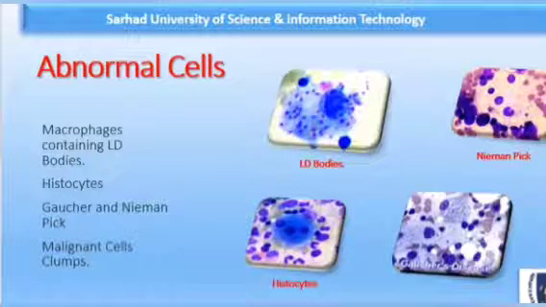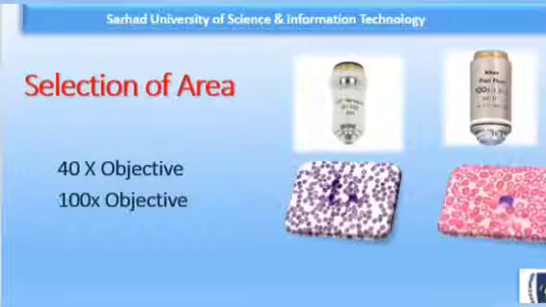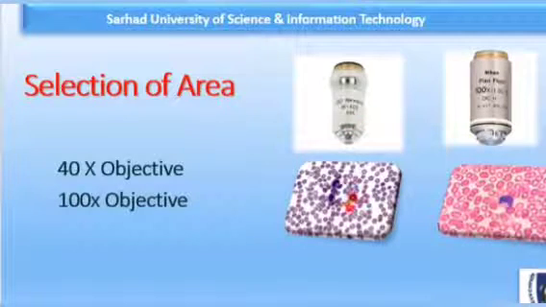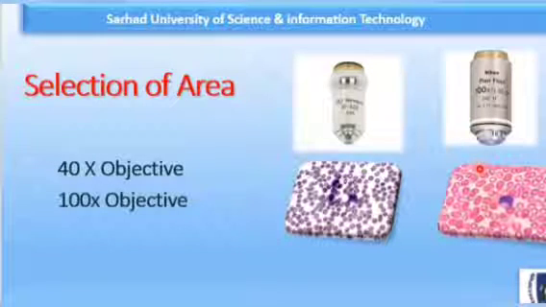Now, the important thing is the selection of area. Select a well stained area and examine with dry high power, that is 40x. Mounted slides are best viewed with this objective, whereas the oil immersion, that is the 100x objective, should only be used for differentiating fine detail of the cells if required.